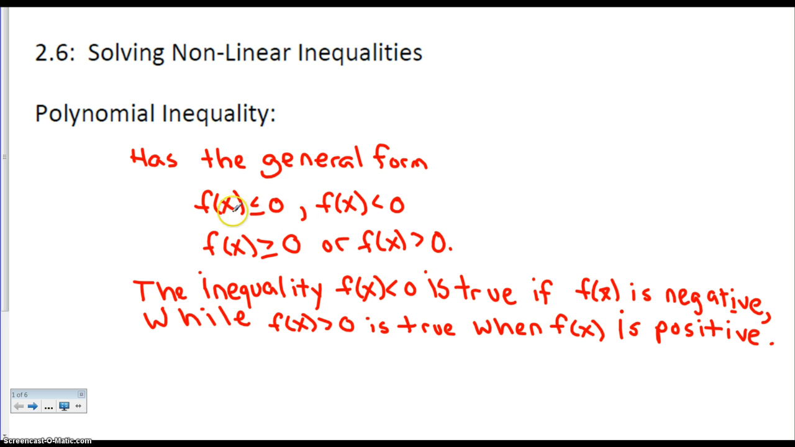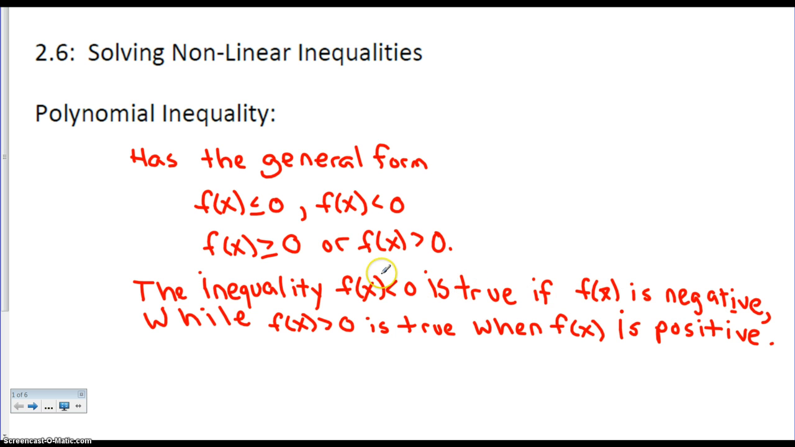All right, so a polynomial inequality has this general form of f of x being less than or equal to 0, f of x less than 0. Instead of being an equation equaling 0, it's going to be less than or equal to 0, less than 0, greater than or equal to 0, or just greater than 0.